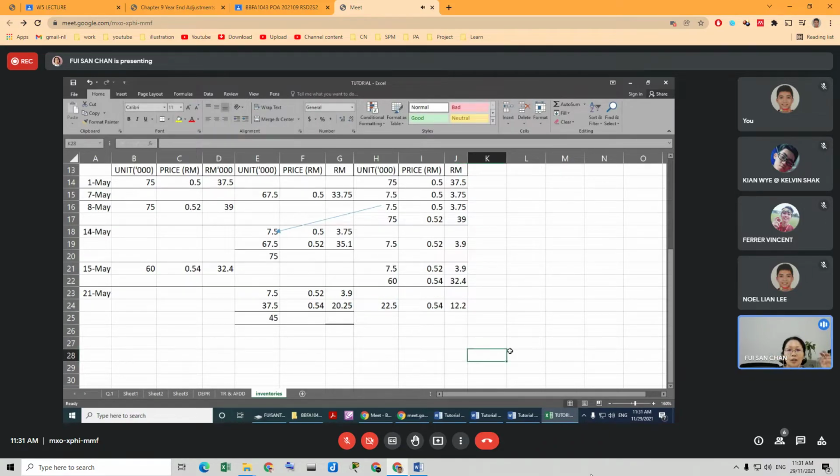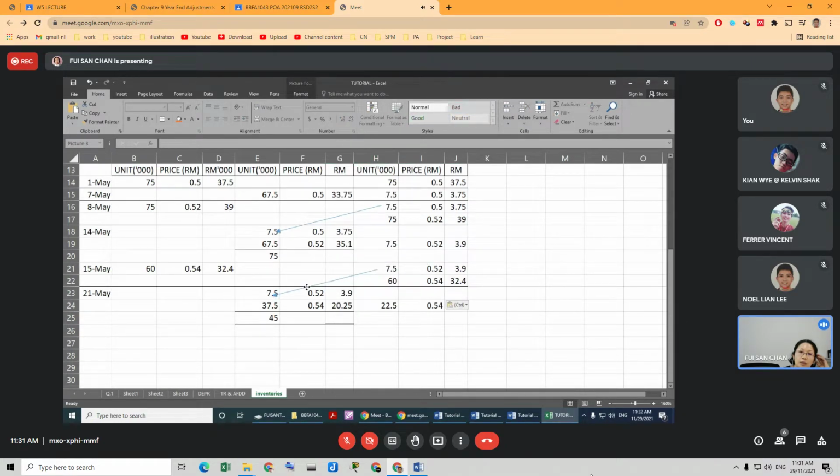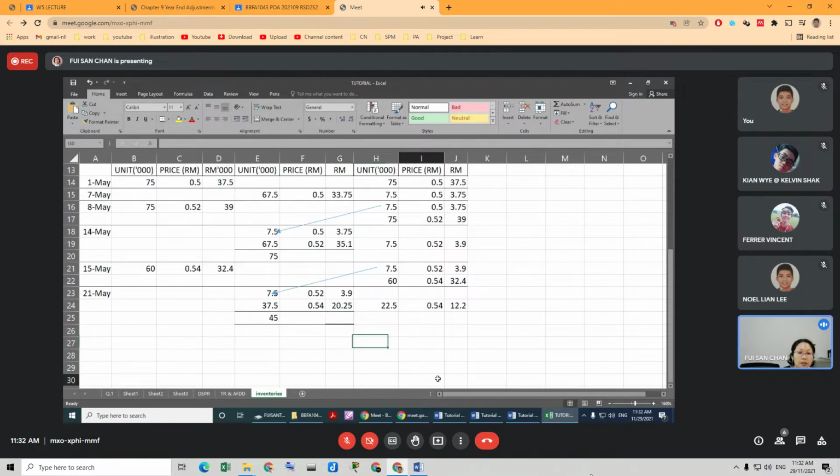So you have to be very alert. You see, you use up first because of first in, first out. After you use up, then you take from the next batch, right? So the remaining is this one, isn't it? The remaining is actually this much now, 22.5, right? Okay, so this is considered 1 week.